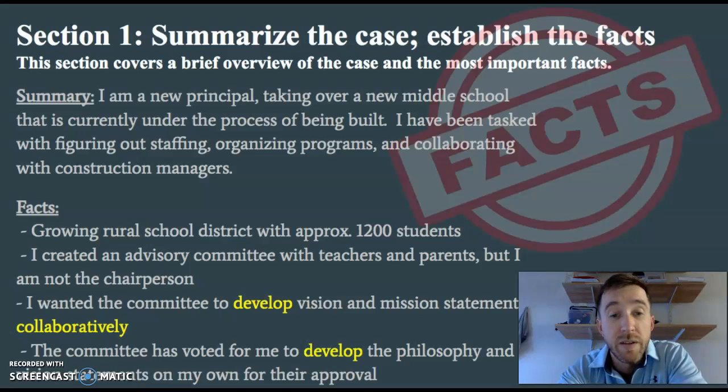I have created an advisory committee with teachers and parents, but I did not make myself the chairperson. I wanted the committee to develop vision and mission statements collaboratively to get our tasks started, and the committee has voted for me to develop the philosophy and vision statements on my own rather than as a group for their approval.